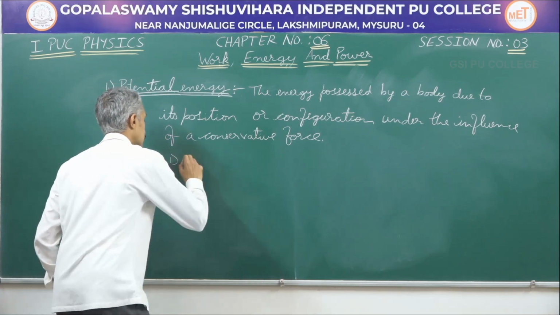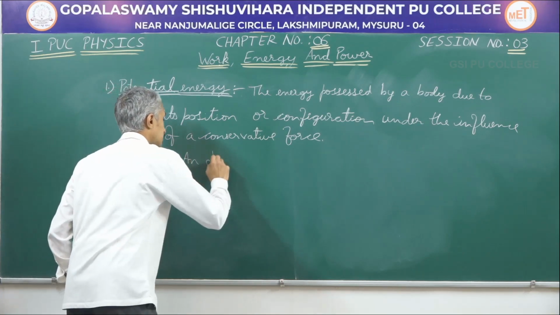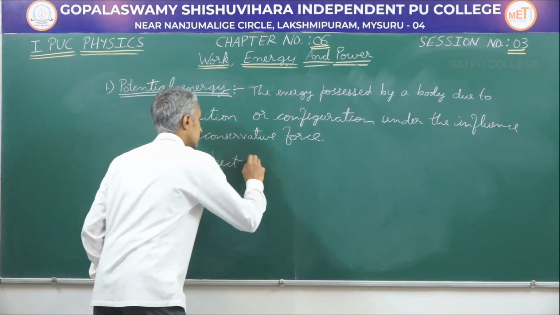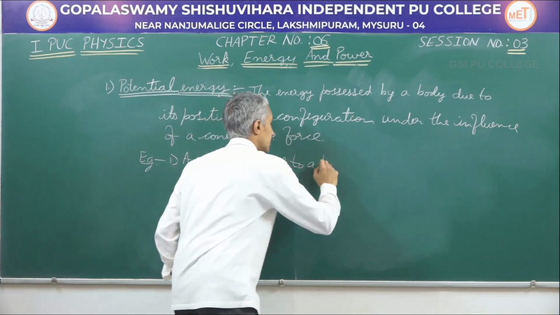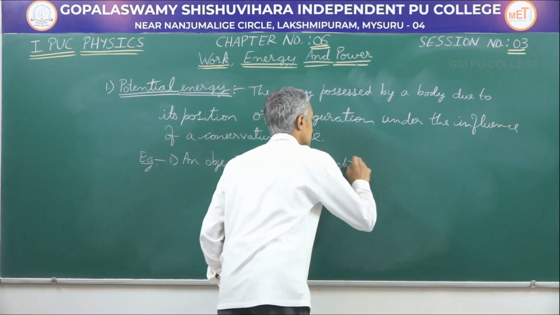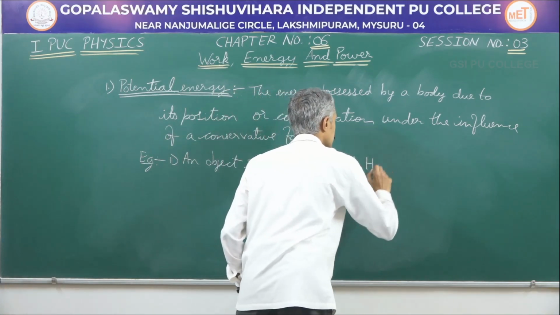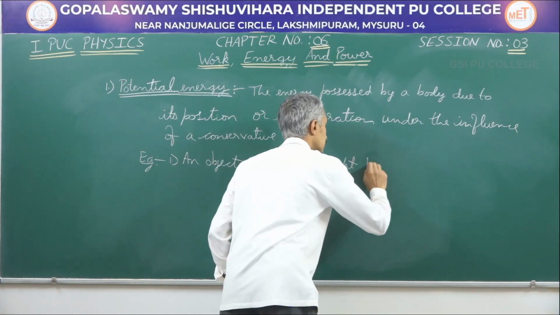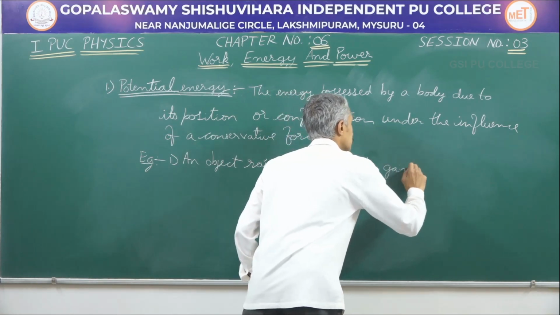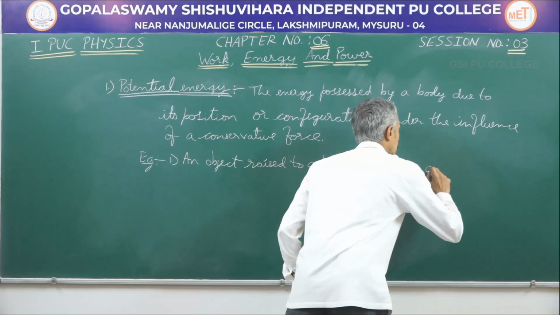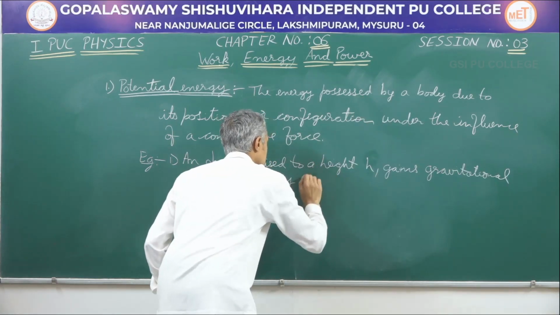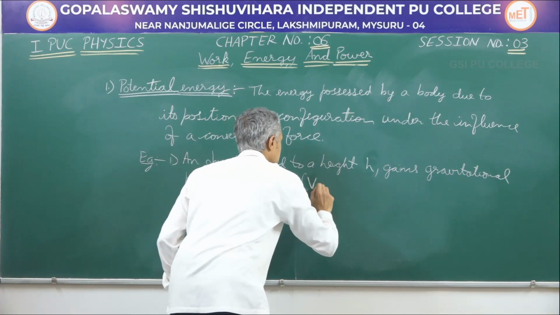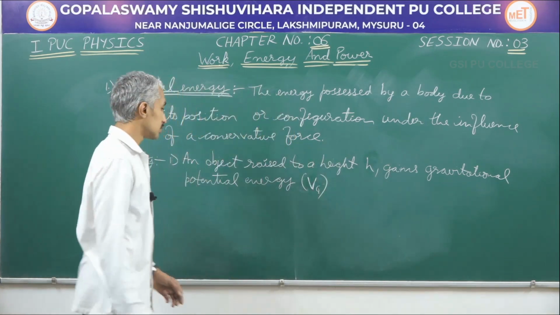The first one, an object raised to a height h, let me take here small h, gains gravitational potential energy, and this gravitational potential energy I can represent it by V subscript G.